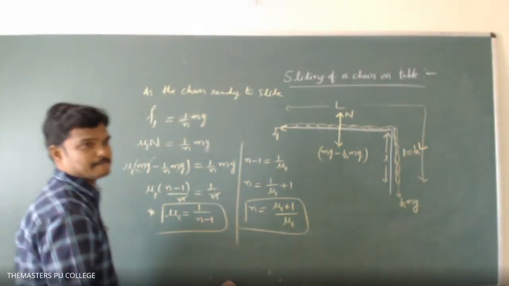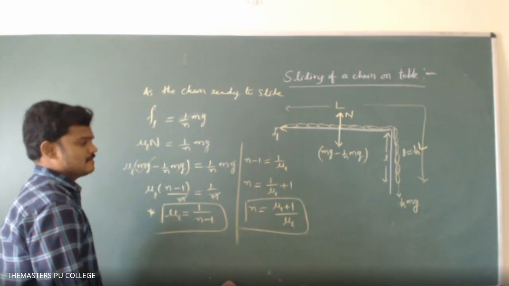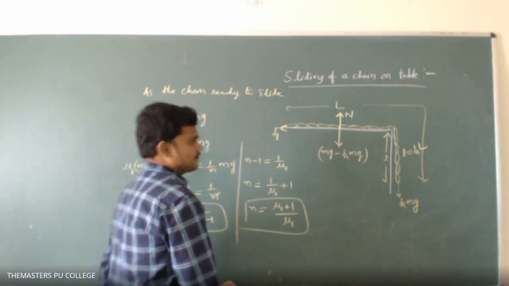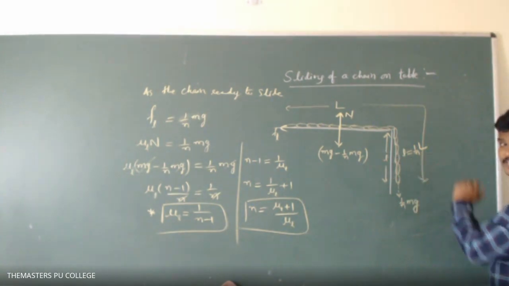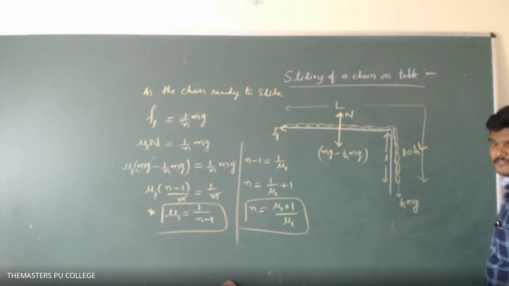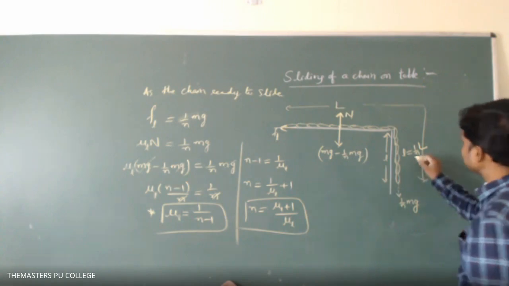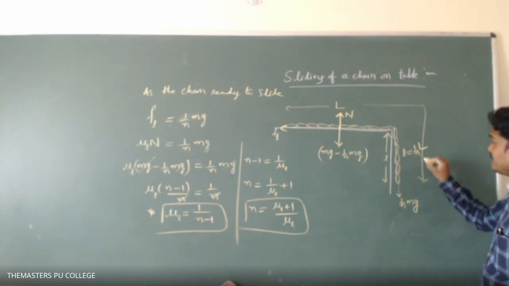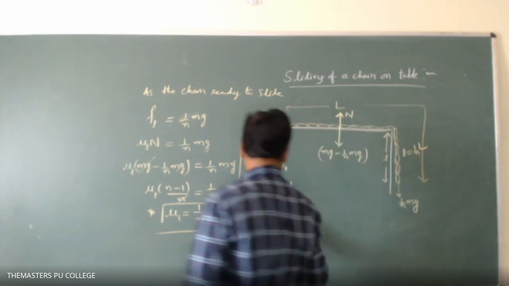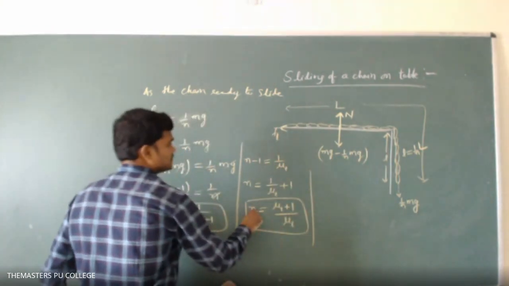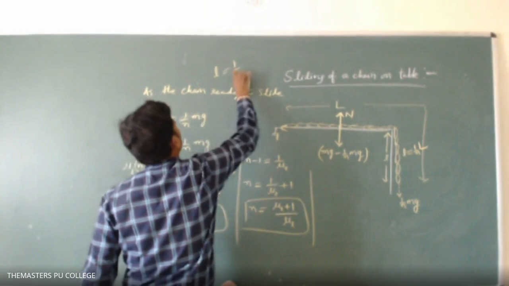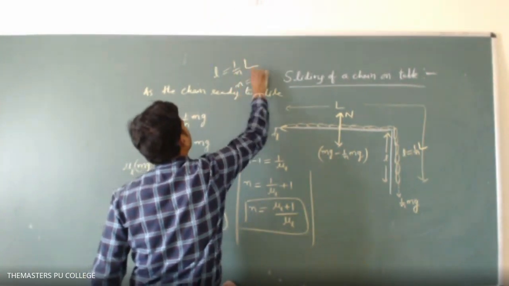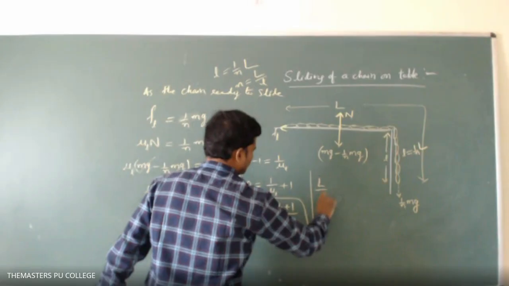n is the number. And see from the diagram, what is small l actually? Small l is equal to 1 by n of capital L. What is n actually? n is capital L by small l, sir. Capital L by small l.